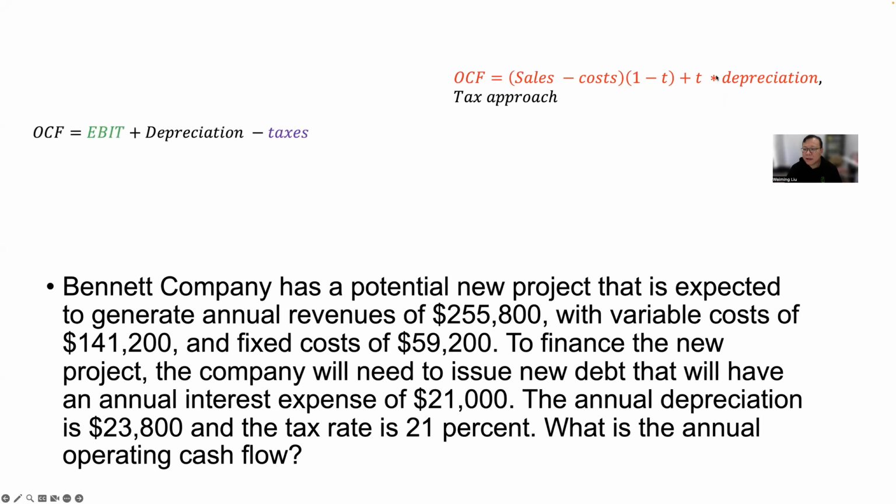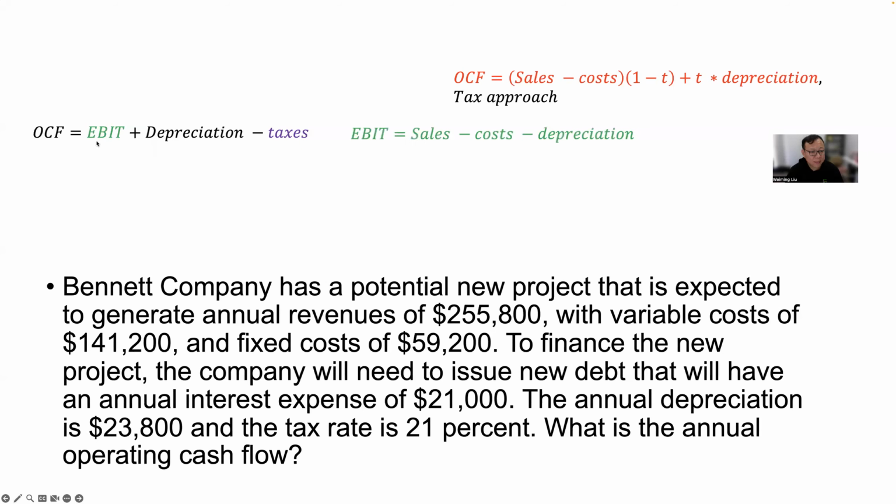So where is this formula coming from? We always go from the very beginning. This is kind of the ancestor equation, right? All the equations are derived from this general equation according to the definition. So operating cash flow equals EBIT plus depreciation minus taxes.